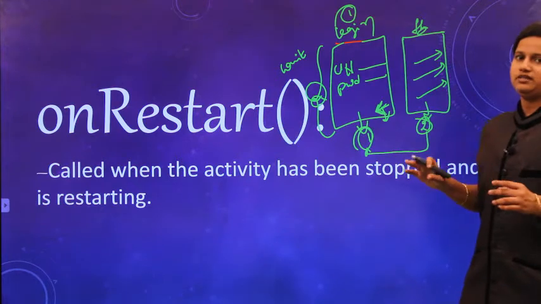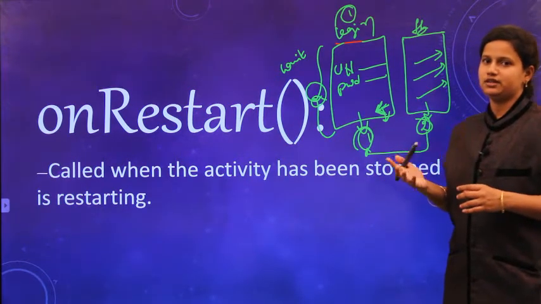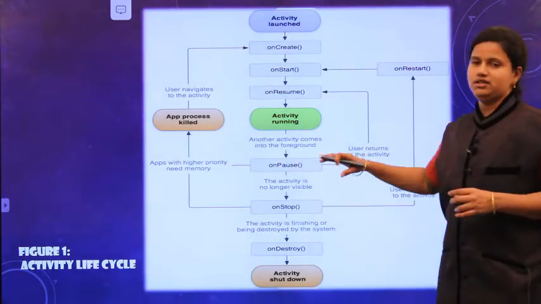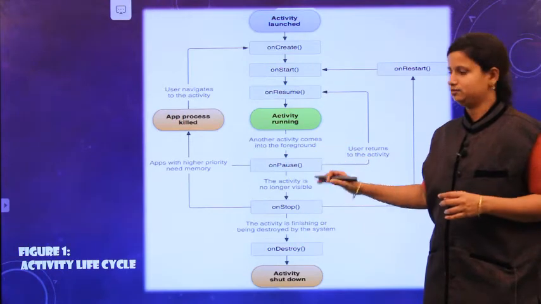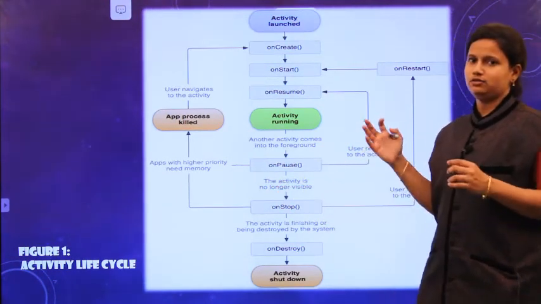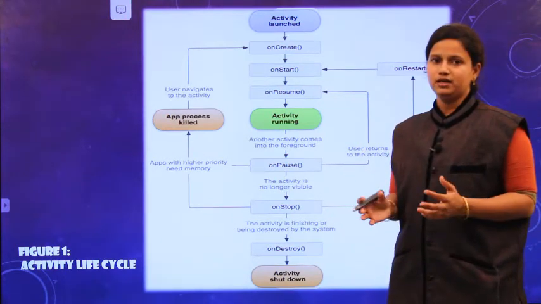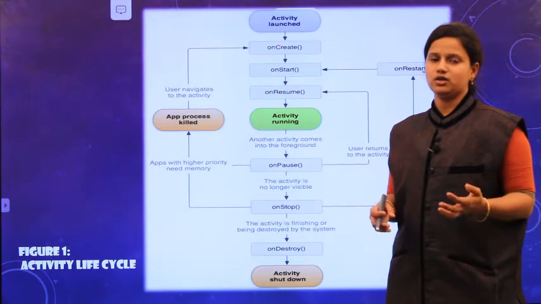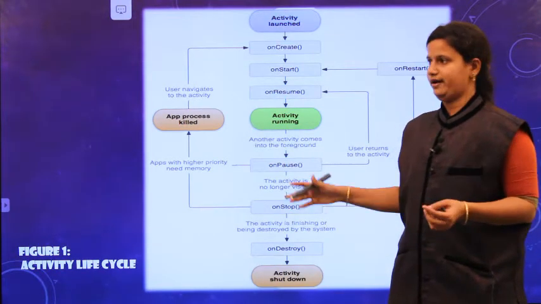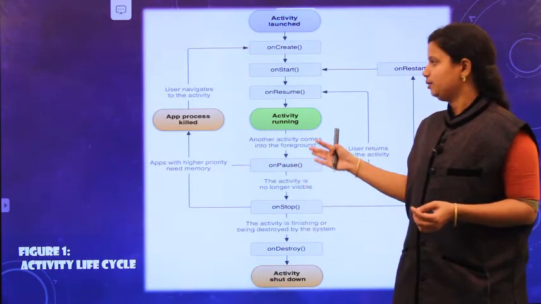So in total, 7 different methods are executed or presented in these life cycle phases. This is the main important thing, the activity life cycle. Your activity goes through 7 different stages, and in each state it calls one of the 7 different methods. That is the activity life cycle: how the life cycle of an activity is presented.